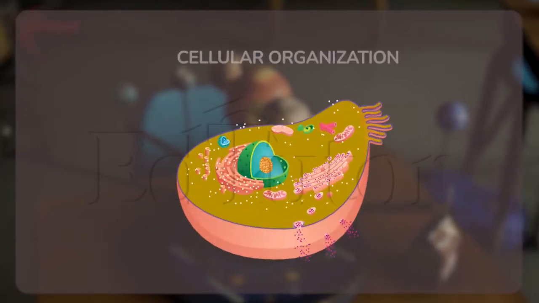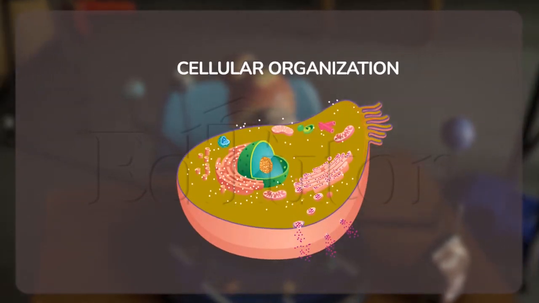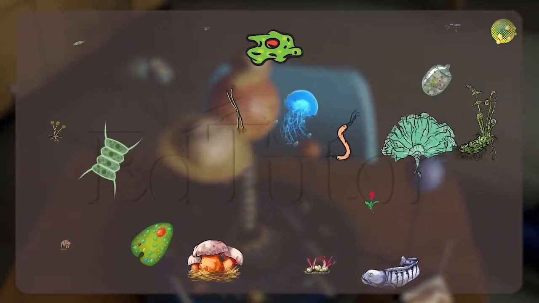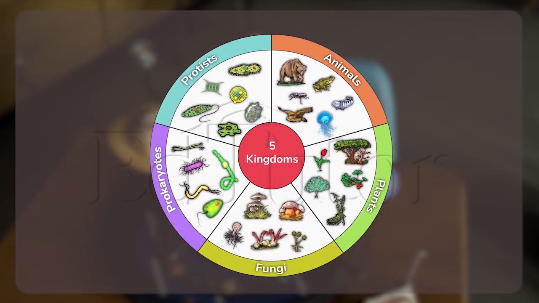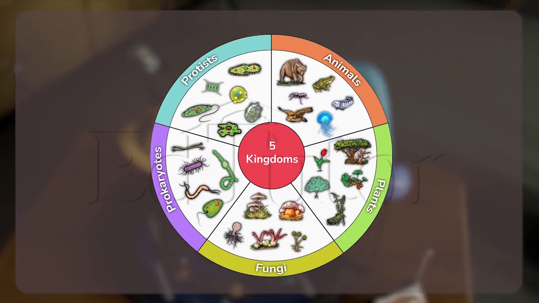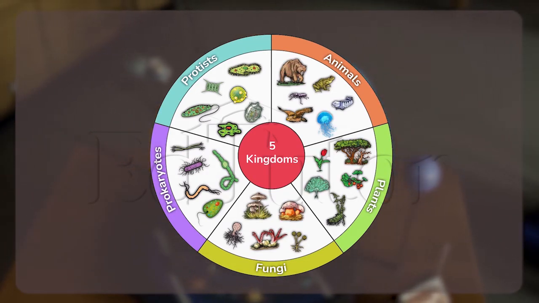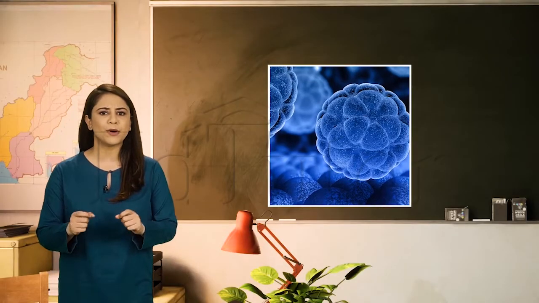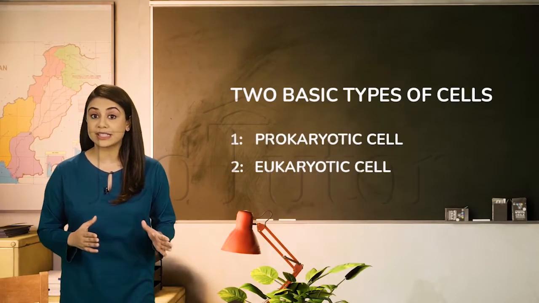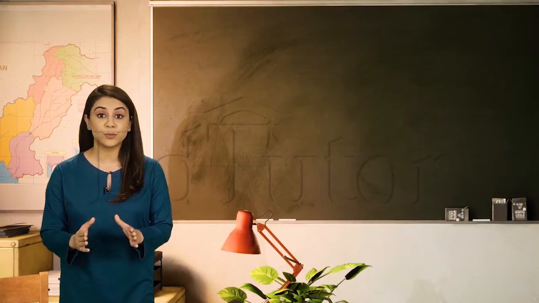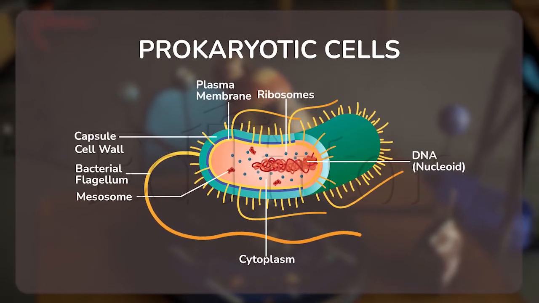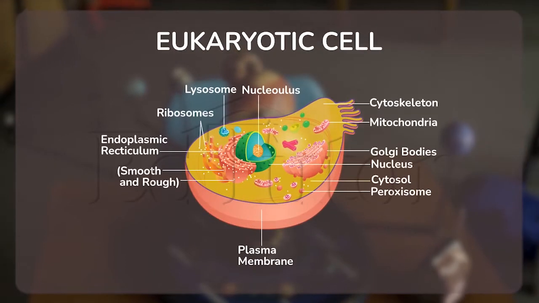Let's go. But before we wrap up the video lessons for this particular topic, I would like to cover cellular organization in a little bit more detail. Now, we have already discussed that all organisms have been divided into 5 major groups: prokaryotes, protists, fungi, plants, and animals. All of these organisms are made up of cells. There are 2 basic types of cells. The first group being the prokaryotic cells and the second being the eukaryotic cells.